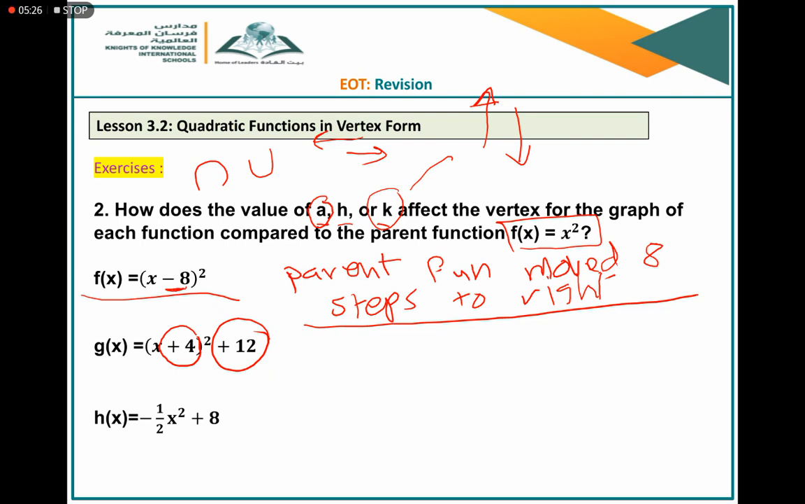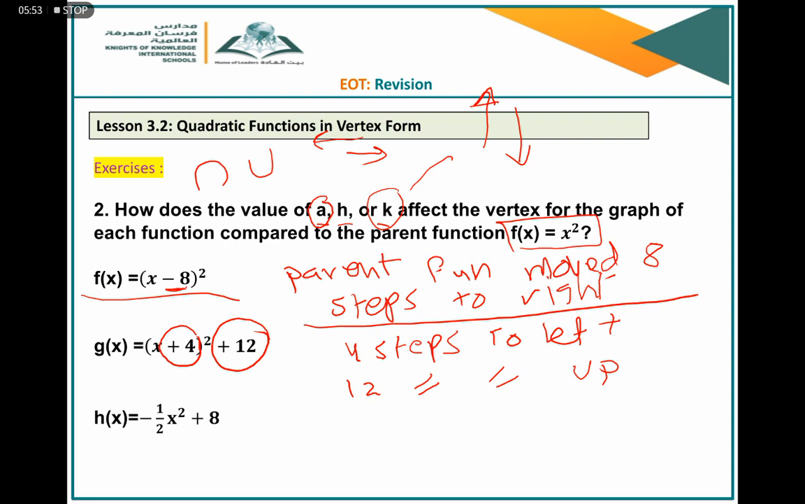That's all. So you write 4 steps to the left. I said to the left, yes? Correct me if I made any mistake. And 4 steps to the left and 12 steps up. Yes. Okay, are you happy with that, my dear student?